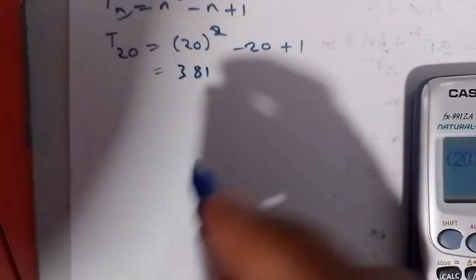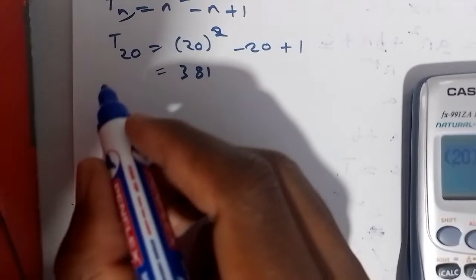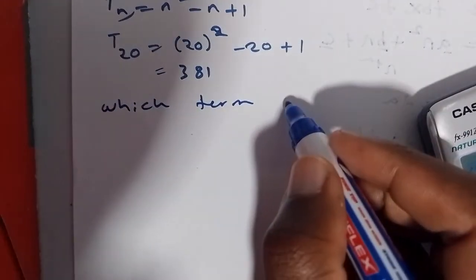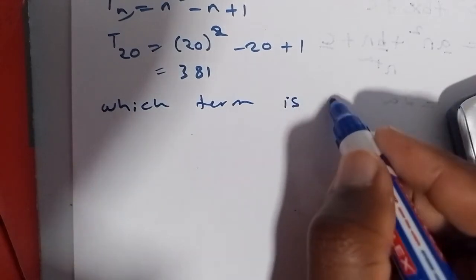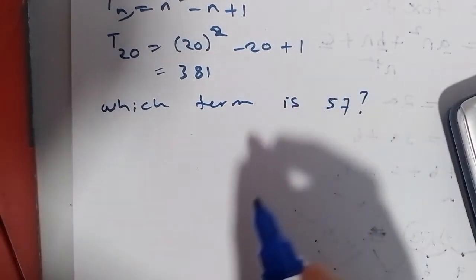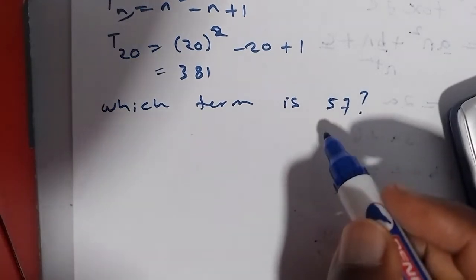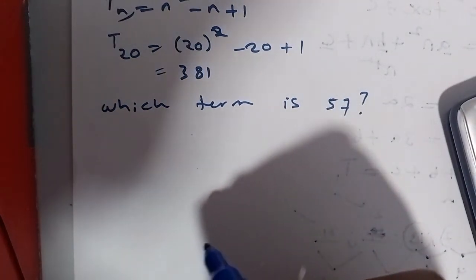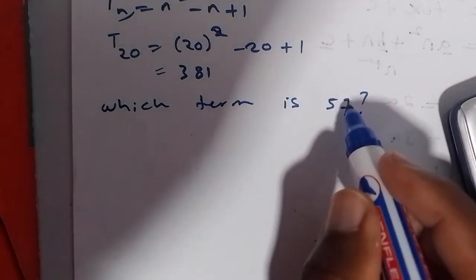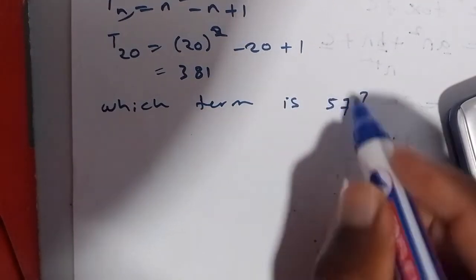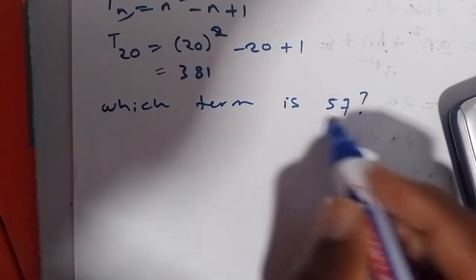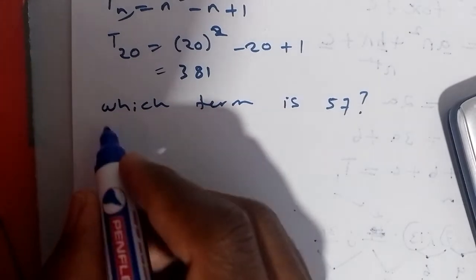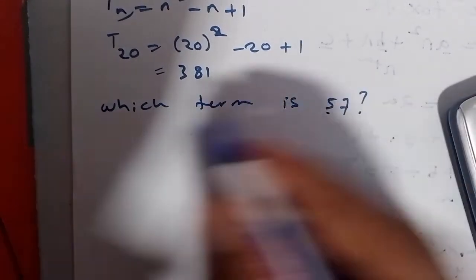Right? The next question says, which term is 57? Which term is 57? Now, what are we looking for? We are looking for the position. We're looking for the value of n. Right? In which position can we get this term? Term number 57. Right? I'm going to say, okay, I have term number 57.